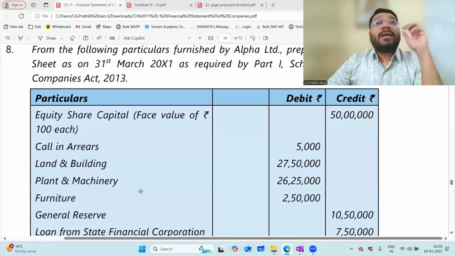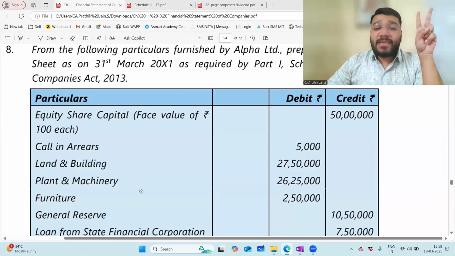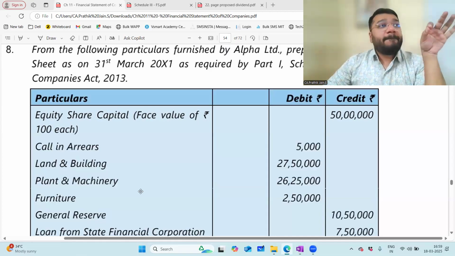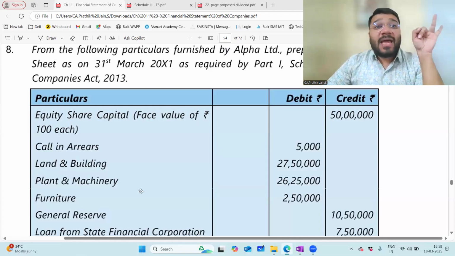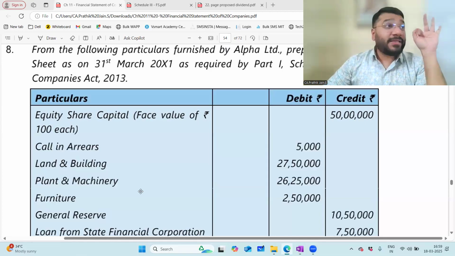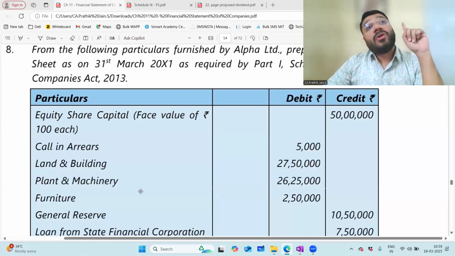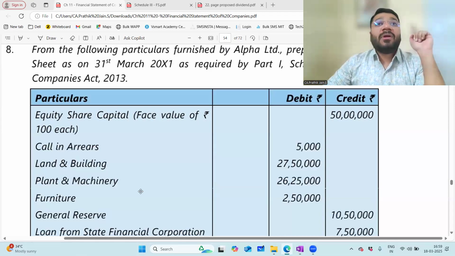Under shareholders funds, how many sub-classifications? 3. First one is share capital. Second is reserves and surplus. Third, money received against share warrants. Okay. Under non-current liability, first one, long-term borrowings. Second one, deferred tax liability net. Third, other long-term liabilities. It is not other non-current liabilities, it is other long-term liabilities. Fourth, long-term provisions. Are we allowed to change the order of the non-current liabilities?